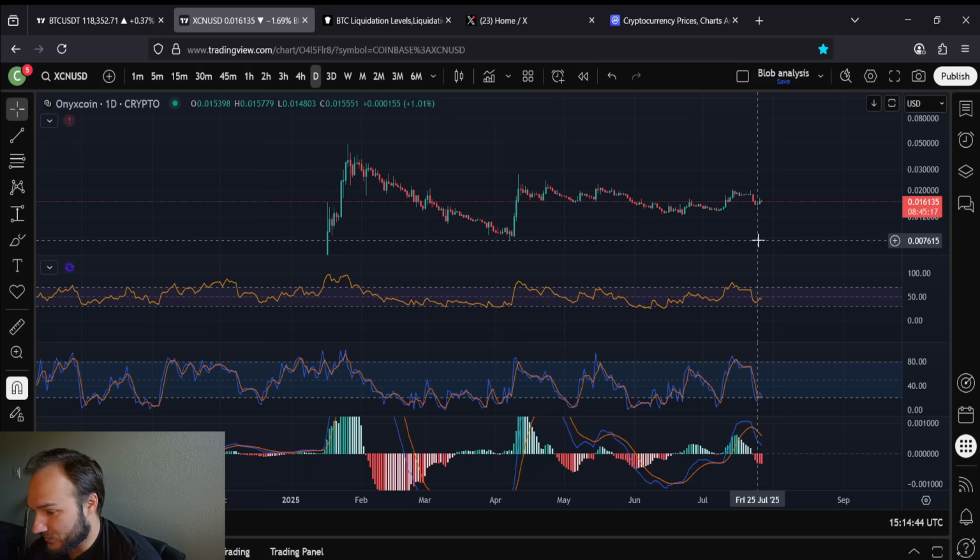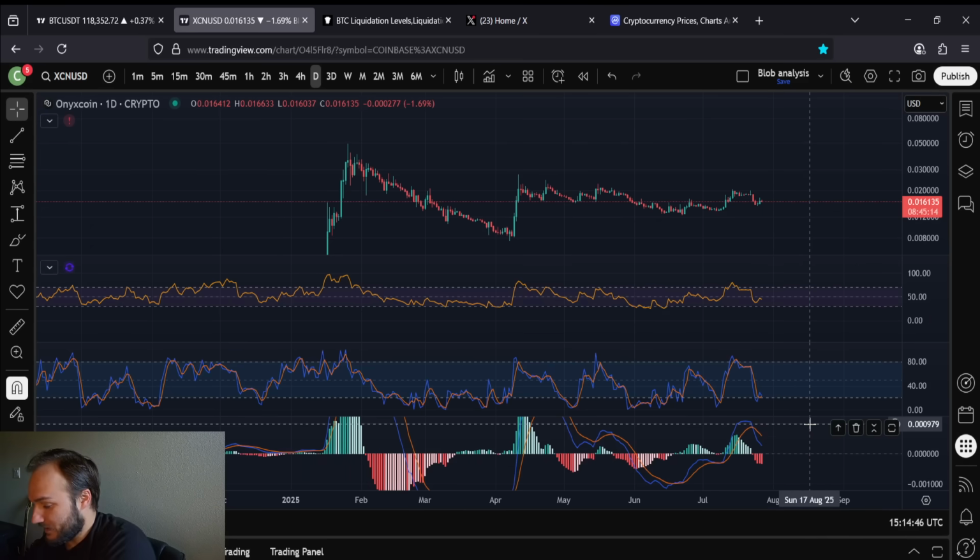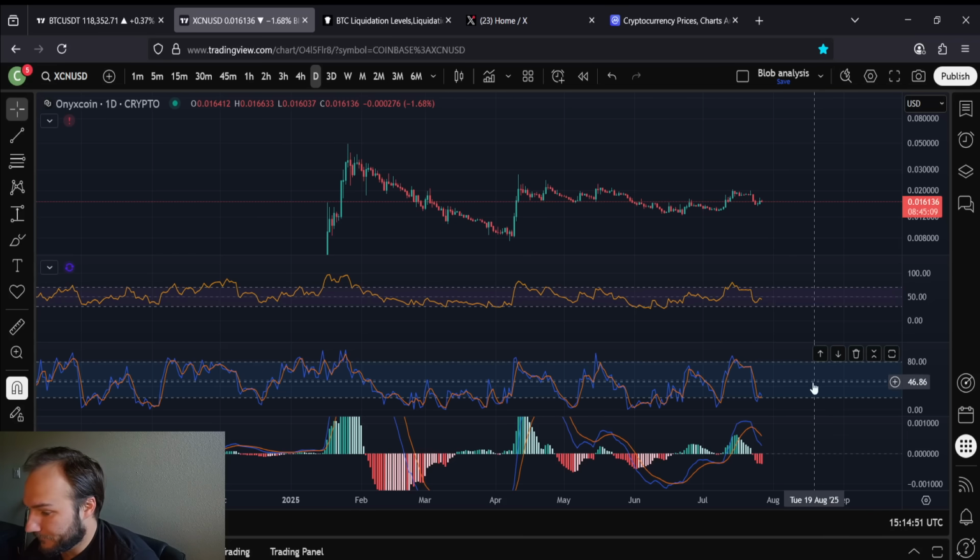26 to 32 cents is the target area. We did the whole in-depth analysis on that last night. It's good to touch up on that every now and then. Stochastics look ready to go. RSI looks ready to go.